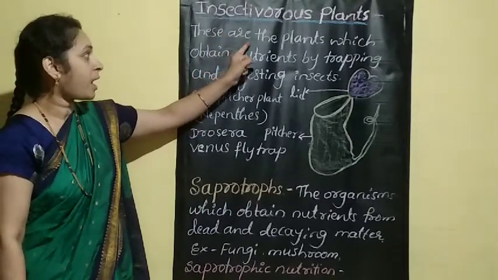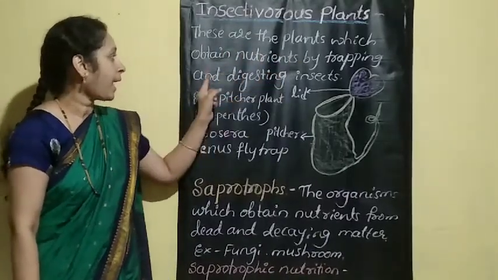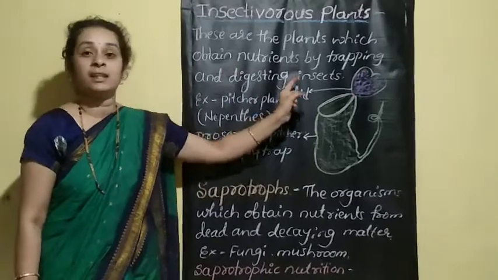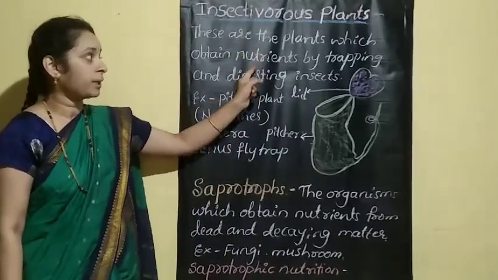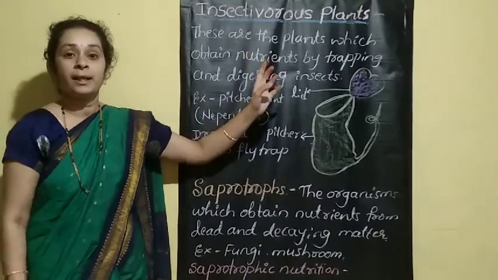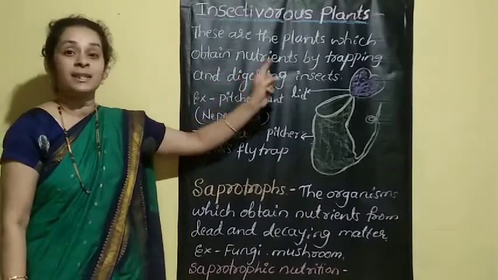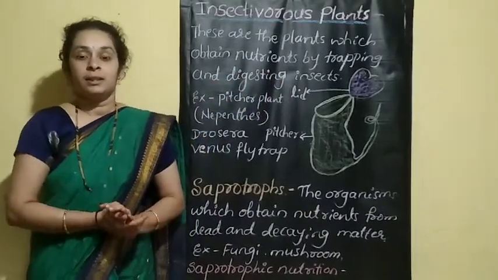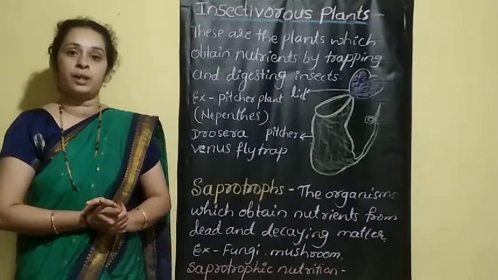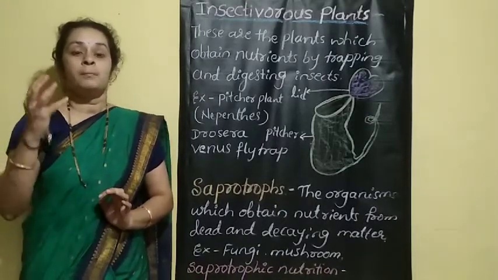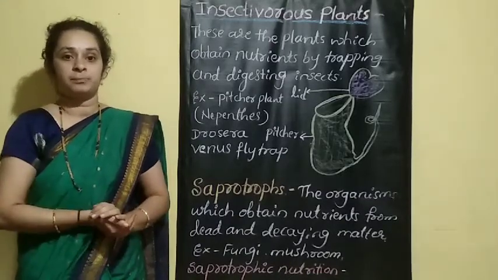Insectivorous plants are the plants which obtain nutrients or food by trapping and digesting insects. Trapping means catching insects and digesting them.